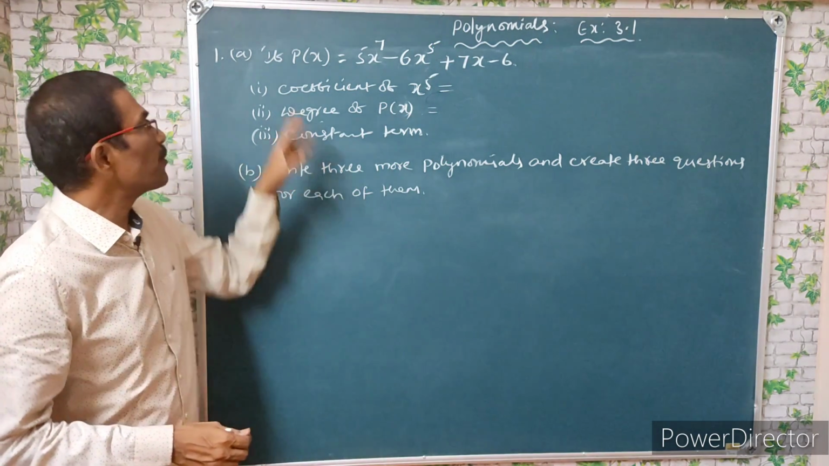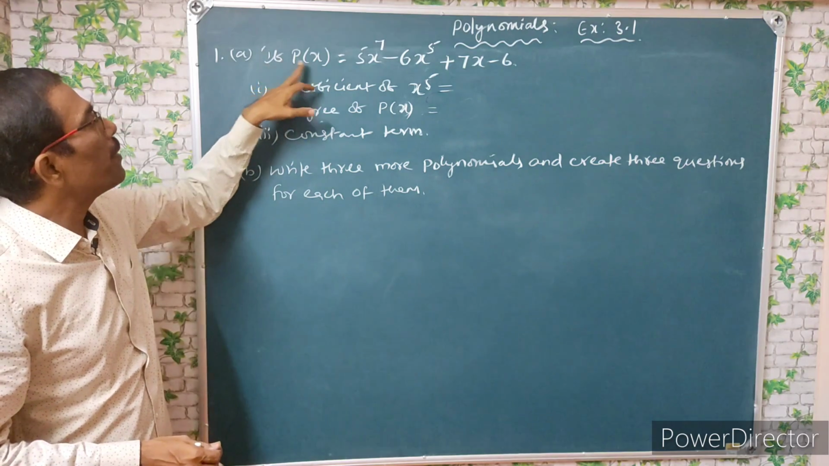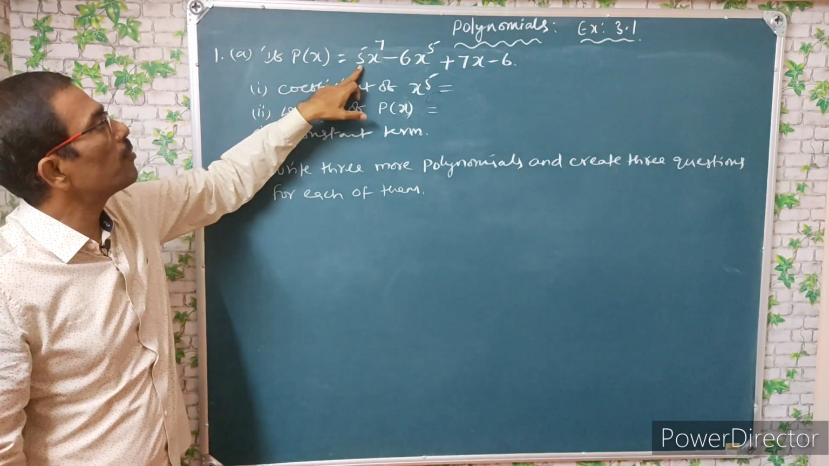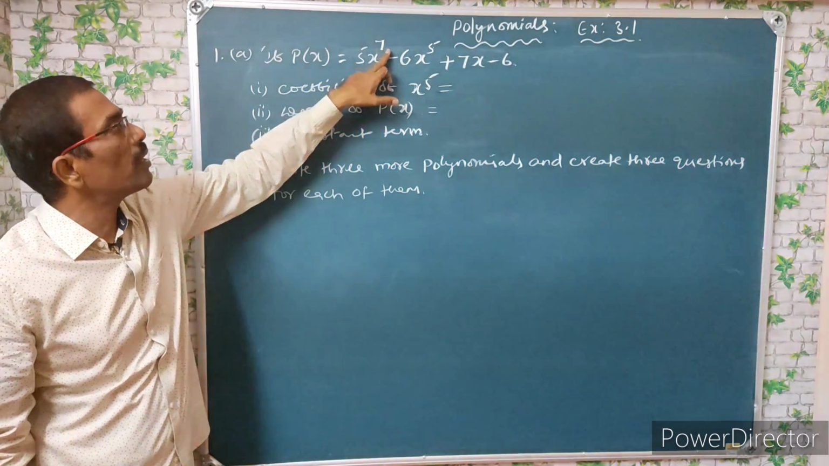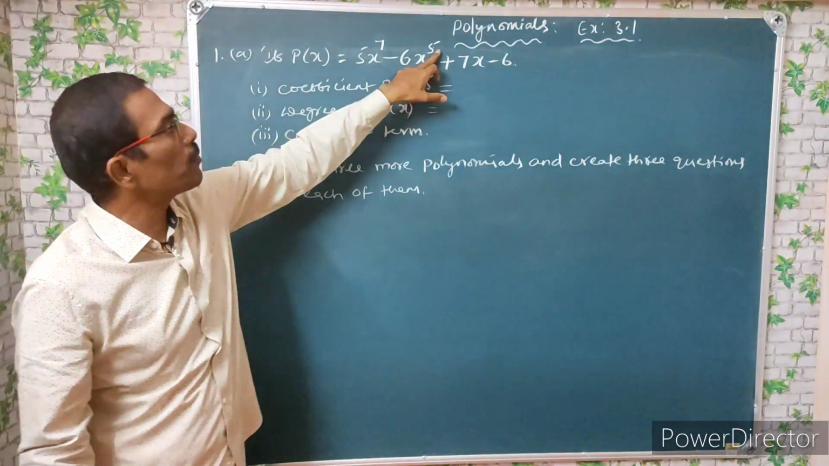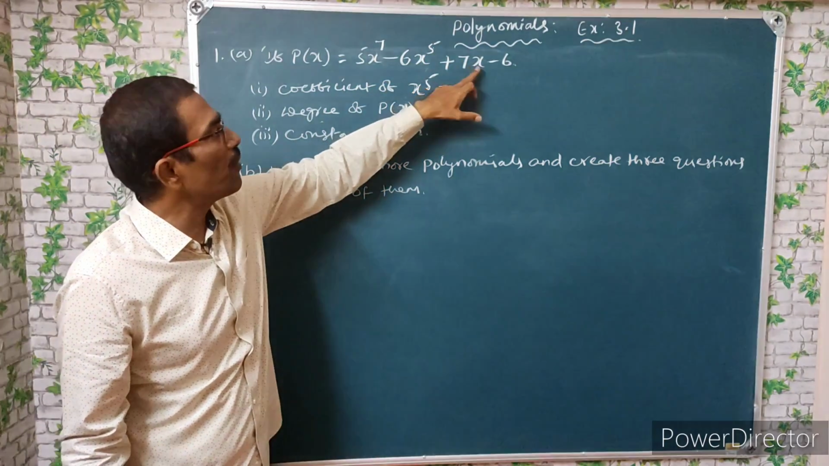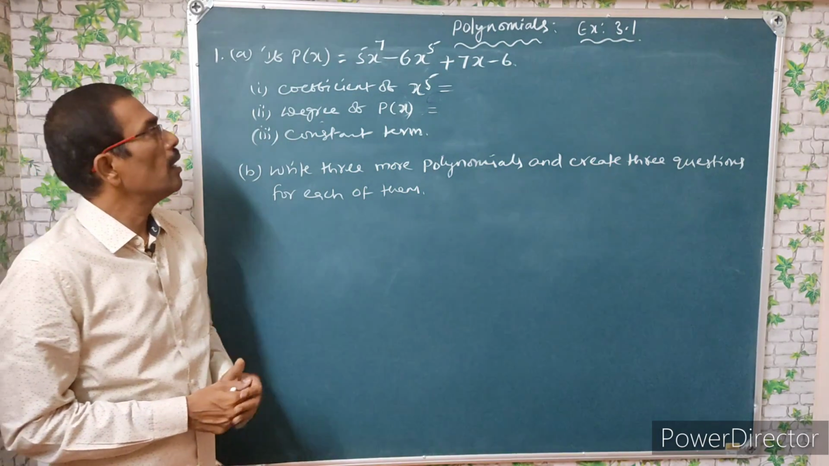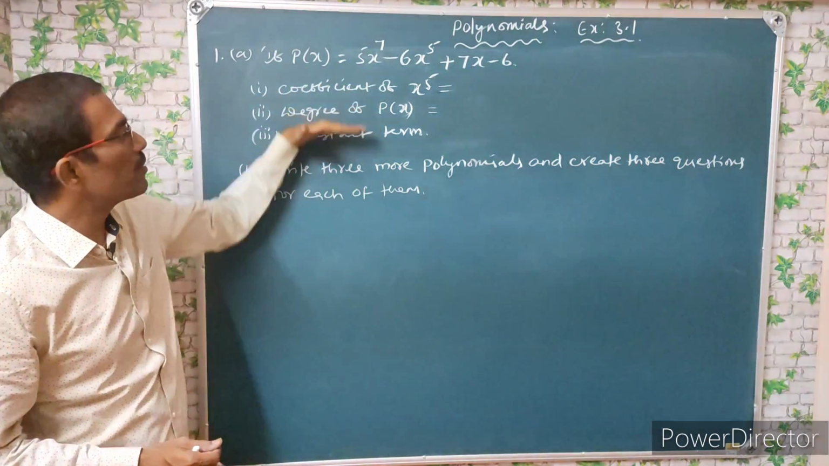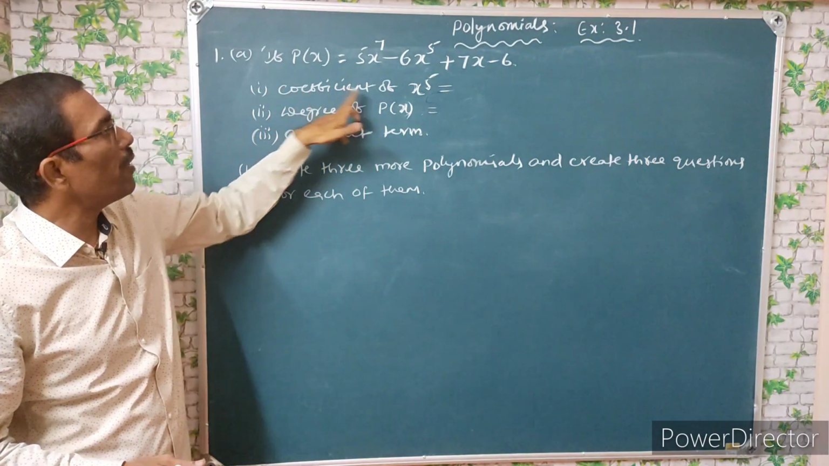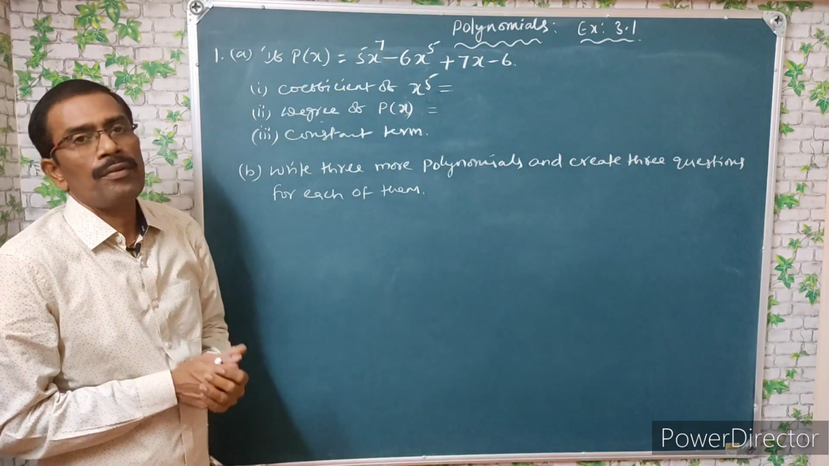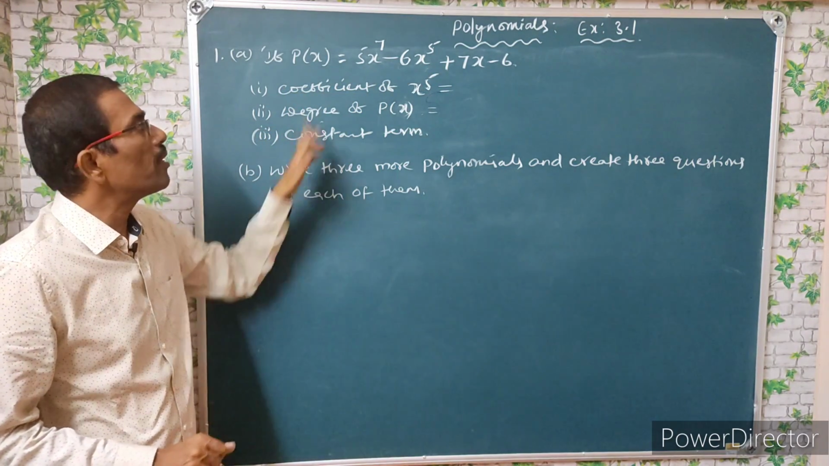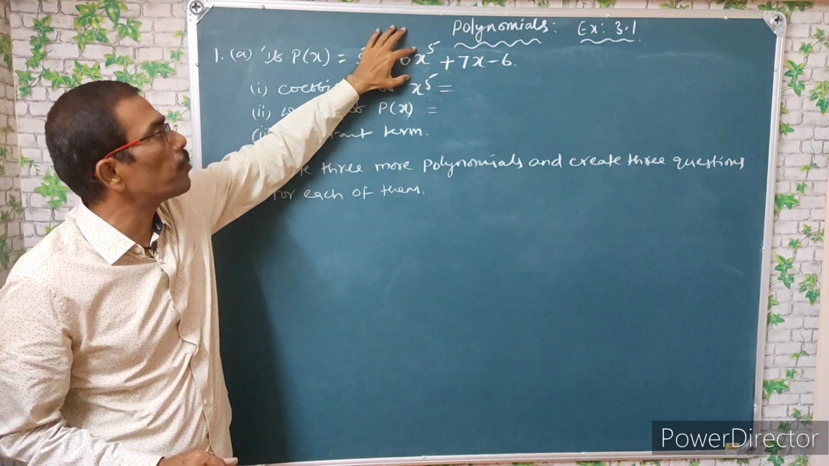Okay. The first question is, if p of x is equal to 5 into x to the power of 7 minus 6 into x to the power of 5 plus 7 into x minus 6. So this is the polynomial given. Here you are asked three questions. First one is coefficient of x to the power of 5. What is the coefficient of x to the power of 5 in this polynomial?